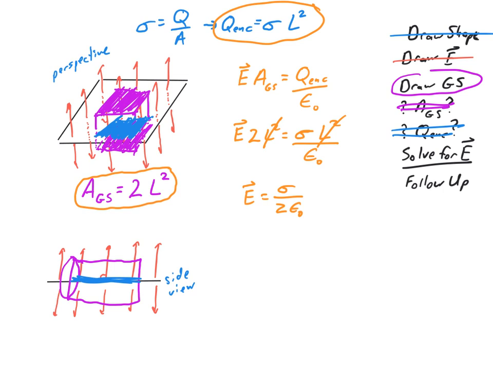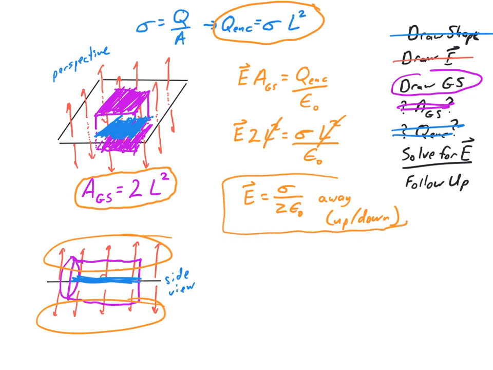And that is away, which could be up or it could be down, depending on if you're above or below. If you're above, upwards is away, and if you're below, downwards is away. And that is our electric field near a sheet of charge.